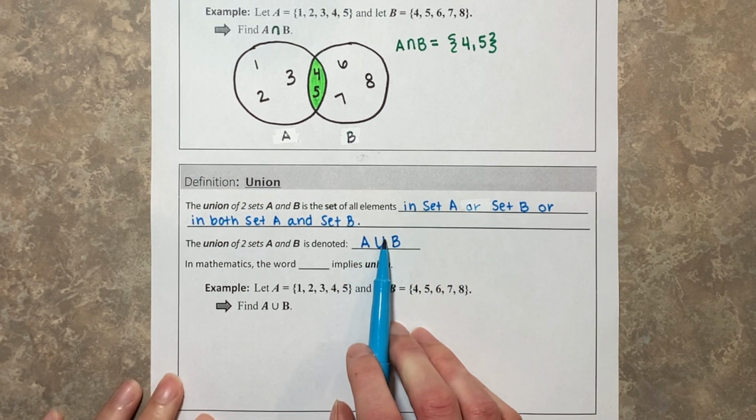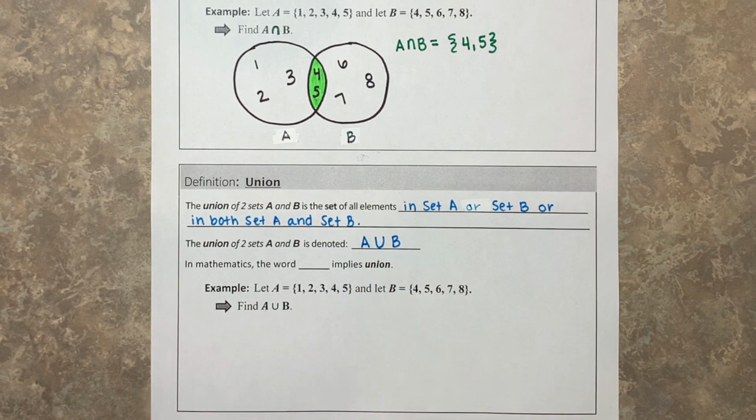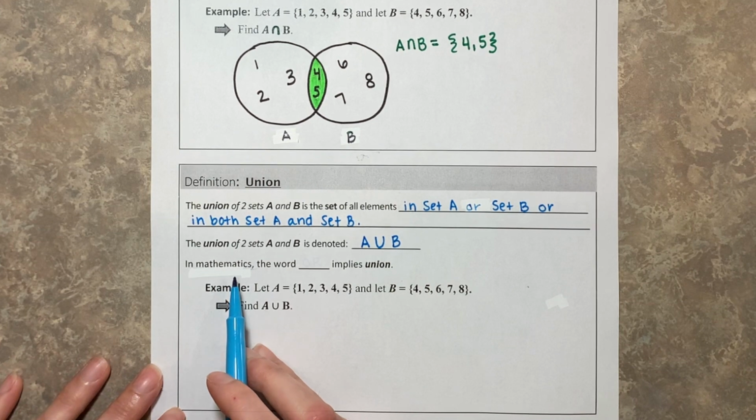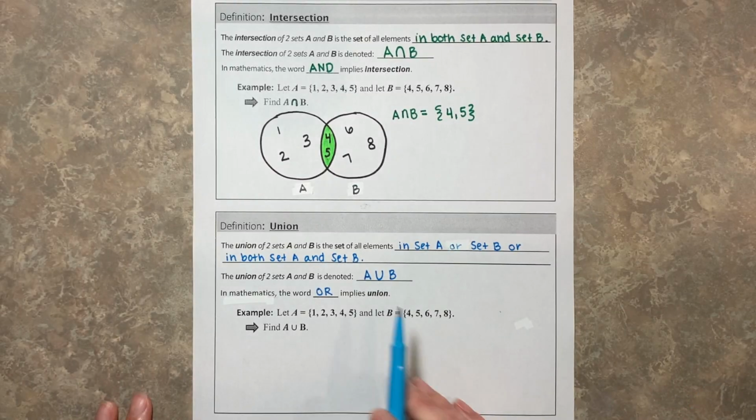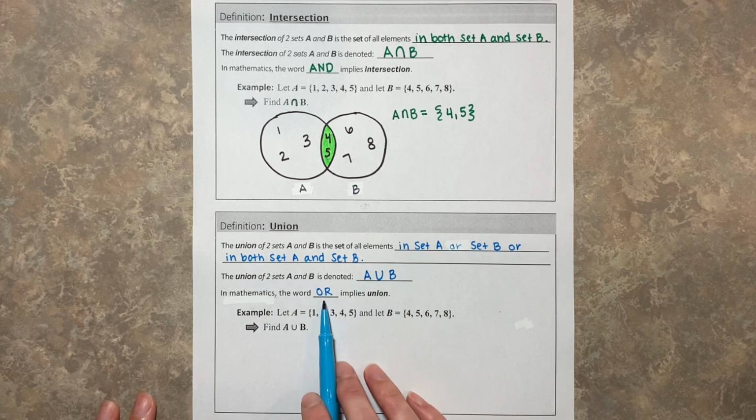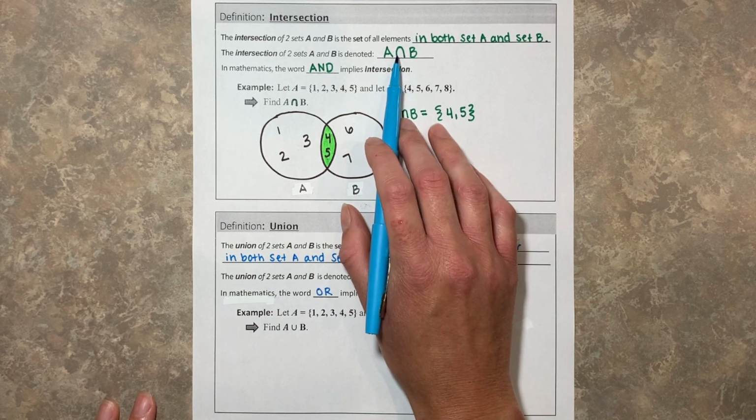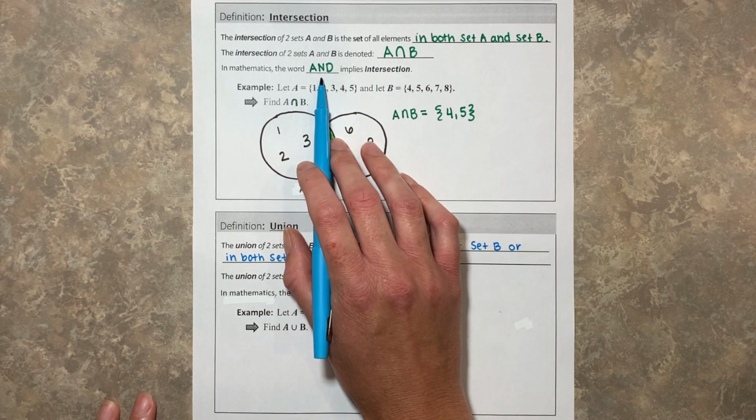So this symbol here means union, but there's also a word that means union in mathematics. In mathematics, the word "or" implies union. So in math, if you see this symbol or if you see the word "or", you'll know that you're looking for the union. If you see this symbol or the word "and", you'll know that you should be looking for the intersection.